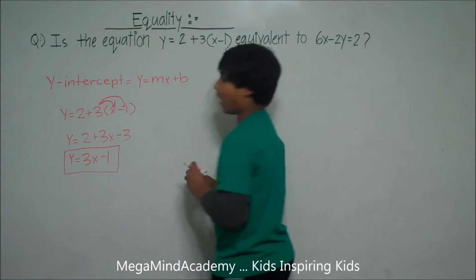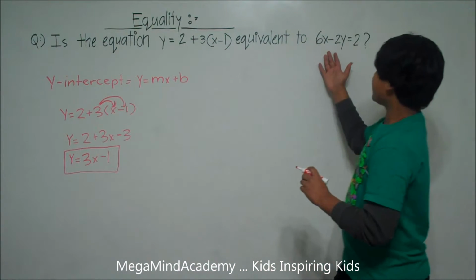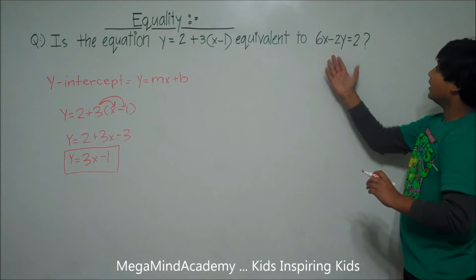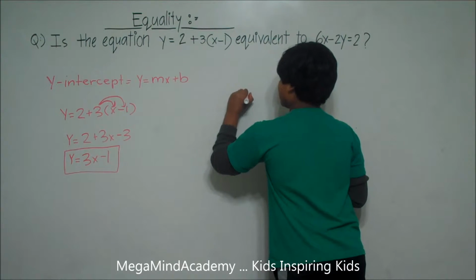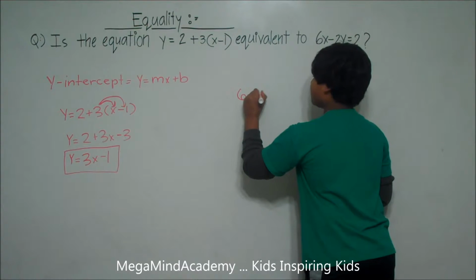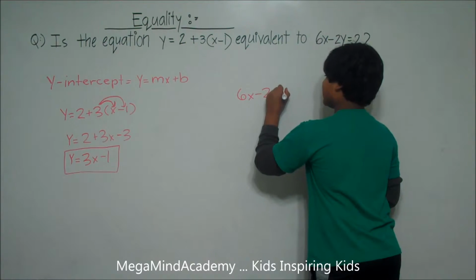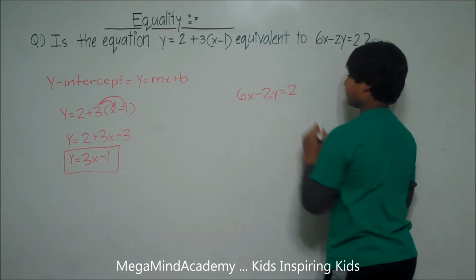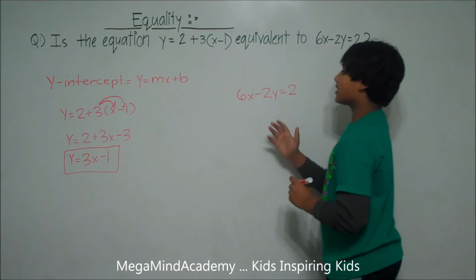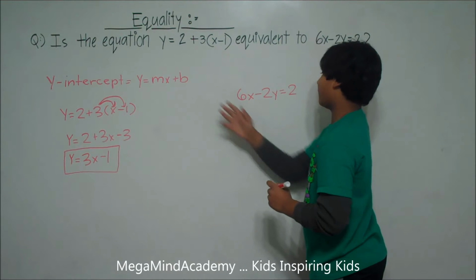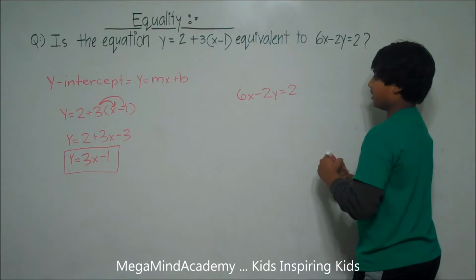Now we have to find the y-intercept form of this equation: 6x minus 2y equals 2.